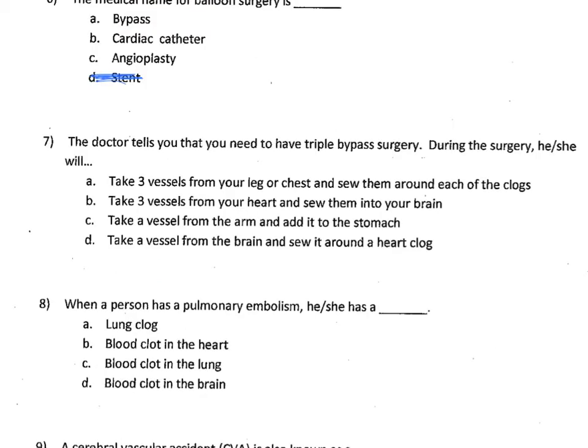Number 7. The doctor tells you that you need to have triple bypass. During the surgery, he or she will A, take 3 vessels from your leg or chest and sew them around each of the clogs. B, take 3 vessels from your heart and sew them into your brain. C, take a vessel from the arm and add it to the stomach. Or D, take a vessel from the brain and sew it around the heart clog.